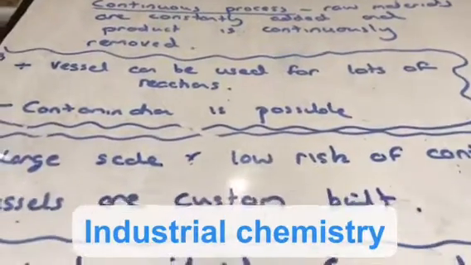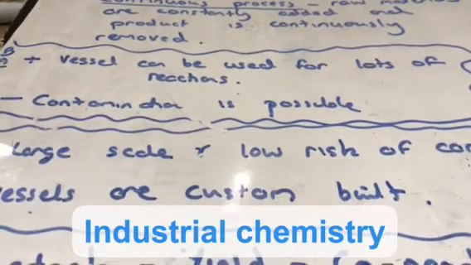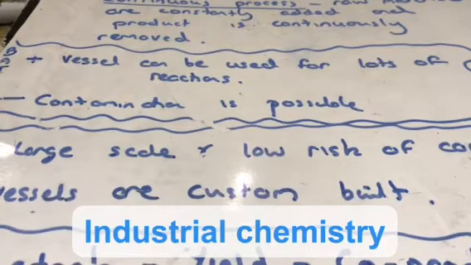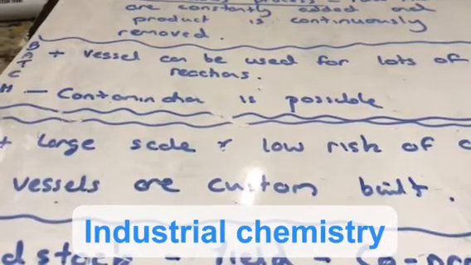So for batch, your positives are that your vessel is usually small, quite a small scale production. The vessel can be used again and again and again for different types of reactions, but that means contamination is possible, because if the vessel isn't cleaned properly between different batches going in, then you can have different products coming out too.